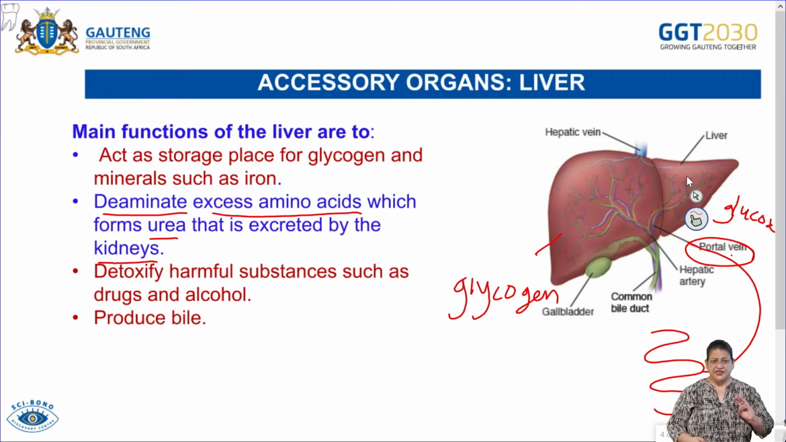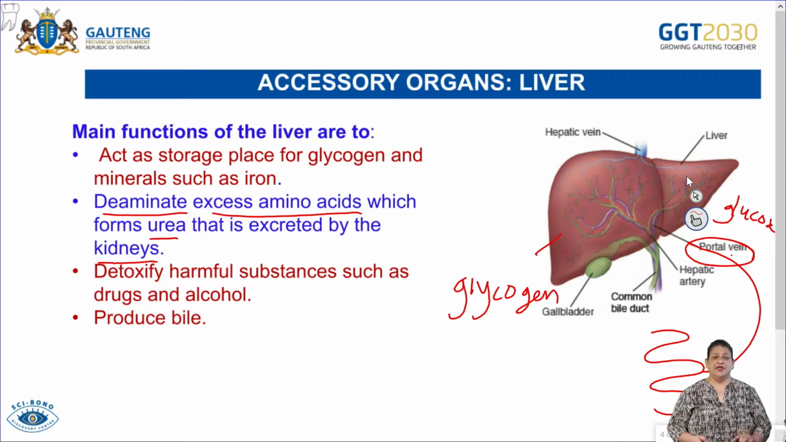First function, excess glucose is stored in the form of glycogen. Second function, it is responsible for deamination to form urea to be excreted by the kidney. Right. The third thing that the liver does is it detoxifies harmful substances such as drugs and alcohol.